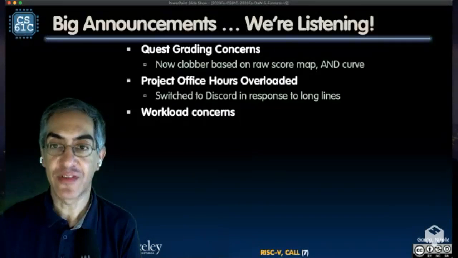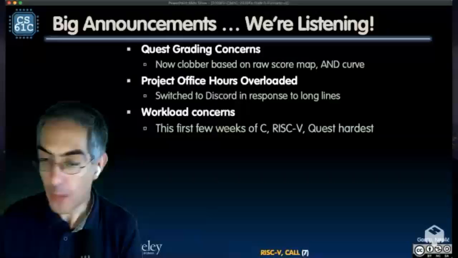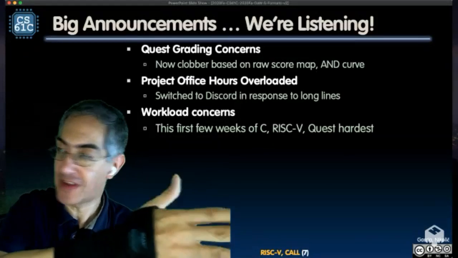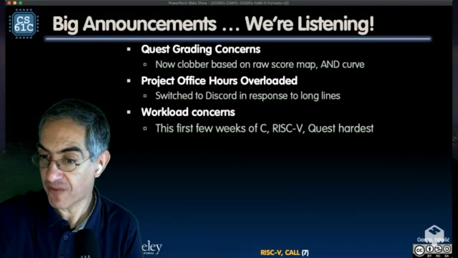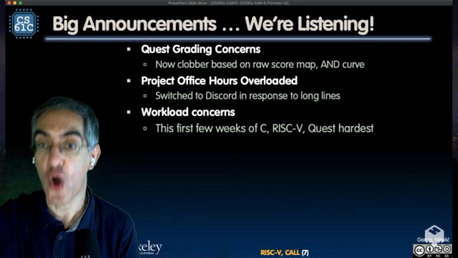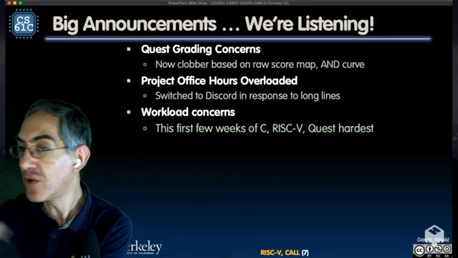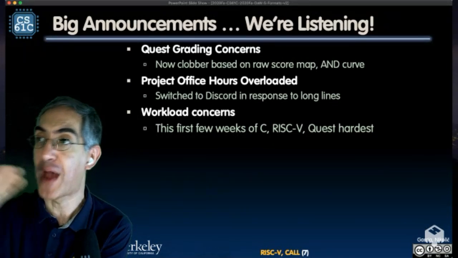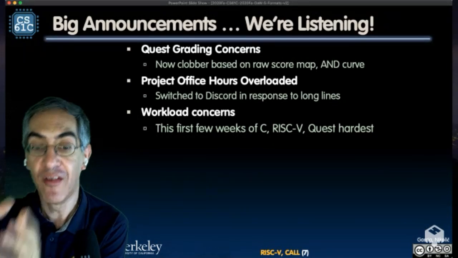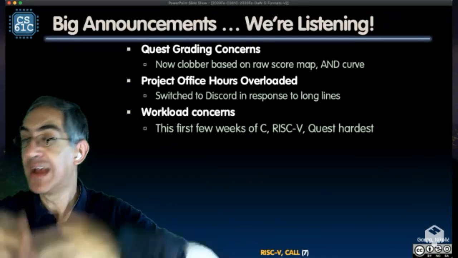We know that this is a hard week. We actually circled this week. Bora and I and Steven and Cece and all the other head TAs, we circled weeks 3, 4, 5, and 6 as the hardest part of the class. You've got to learn your C. You've got to get into your RISC-V. You've got back-to-back projects. It's the hardest time of the class. If we can get past that, it's more relaxed.